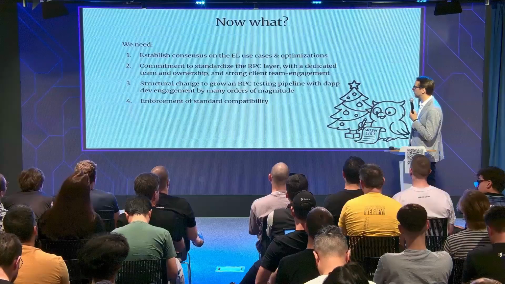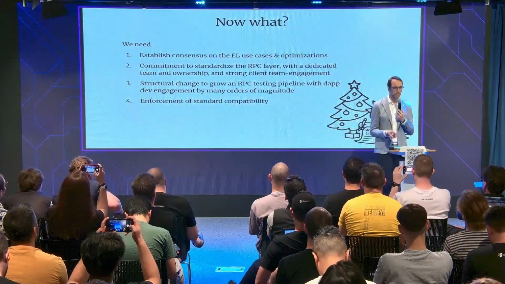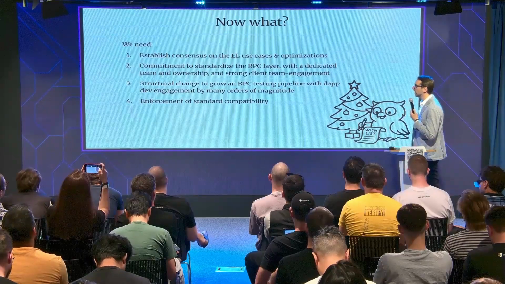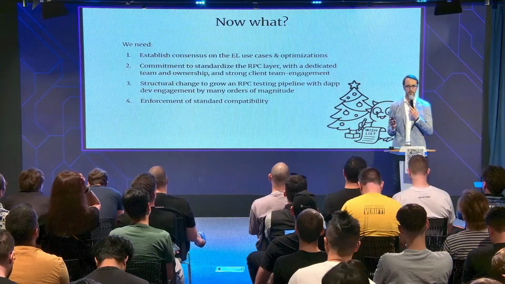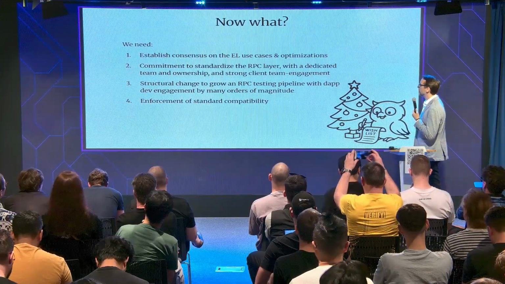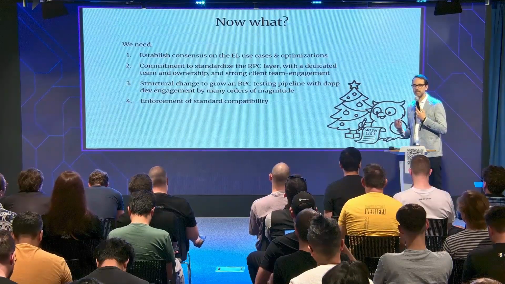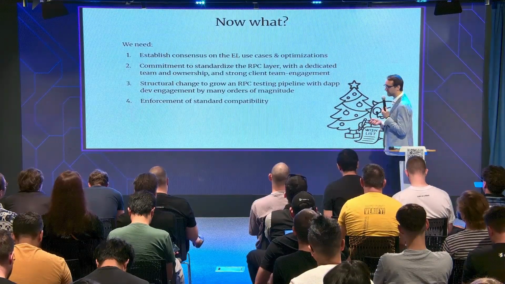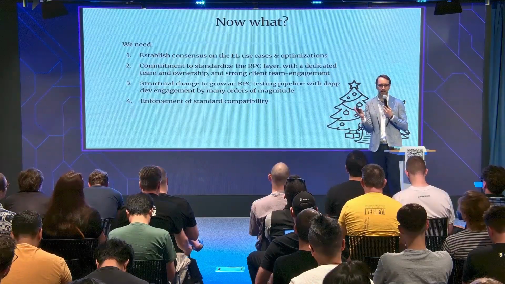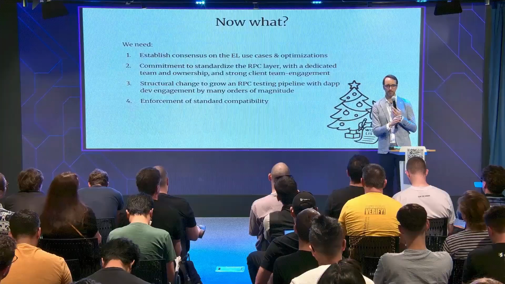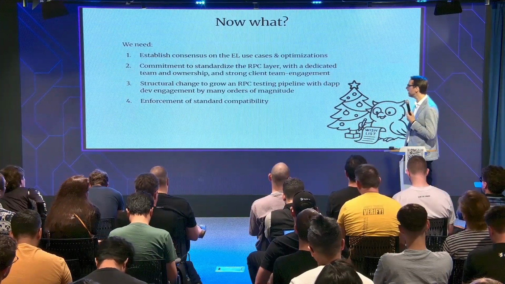So basically, I am wrapping up with what do we need? We need to establish consensus on what the hell Ethereum execution layer clients are even supposed to be for and optimized for. Second, we need a commitment to standardize the RPC layer, and I heard that you have hired some folks here. Fantastic, I love it. But I think it needs a really dedicated team and ownership and community engagement, because we're talking about orders of magnitude improvement. From 200 to 2 million tests, I don't know where the exact number is, I don't care, it's not 200, okay? We need an orders of magnitude change, and that needs structural change.